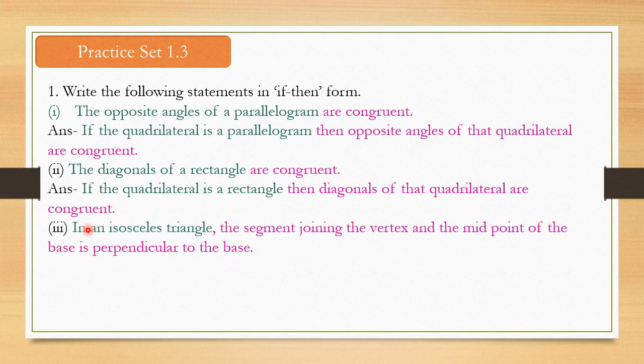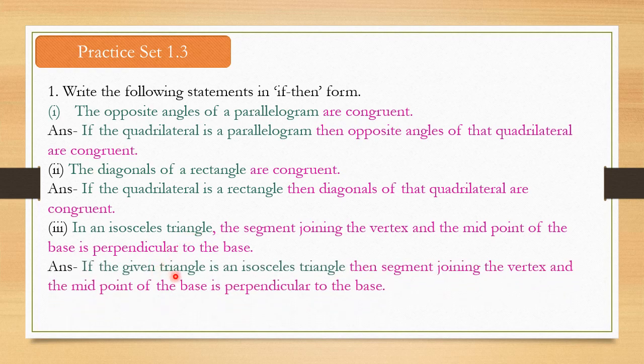Last question is, in an isosceles triangle, the segment joining the vertex and the midpoint of the base is perpendicular to the base. Again, ask the question when. When in the given figure, it can be any figure. So in which figure, or when in the given figure, is the segment joining the vertex and the midpoint of the base perpendicular to the base? If the given figure is an isosceles triangle, right?